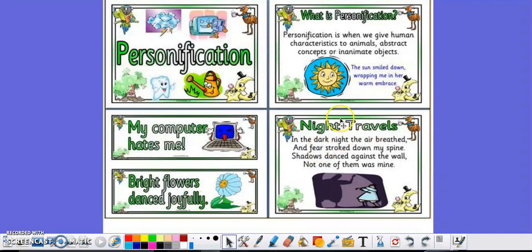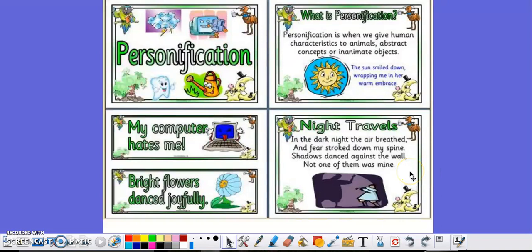Night travels. This is an actual poem that's fully personification. In the dark night, the air breathed. Air cannot breathe, but when you think about it, it makes it stick out a little bit more. And fear stroked down my spine. That can't happen either. Fear is an inanimate object, and it can't stroke down your spine, but it probably means that you got a chill down your back.